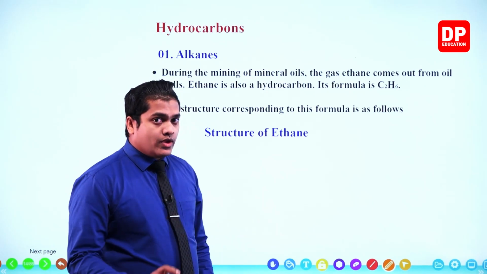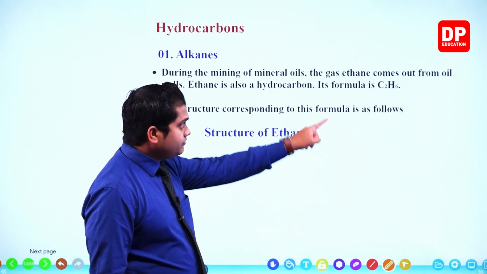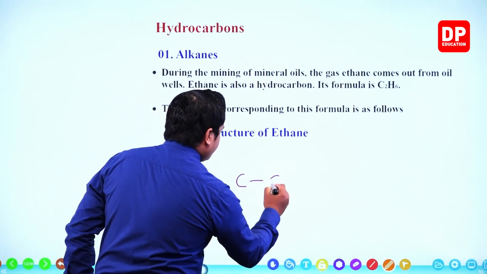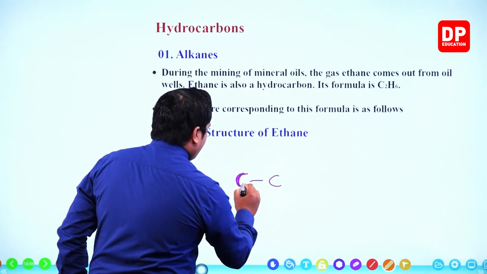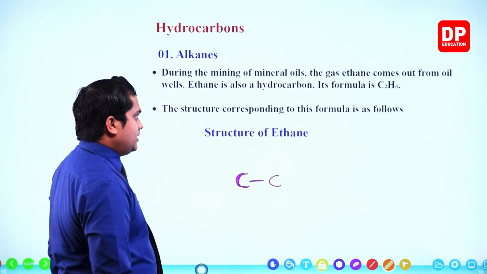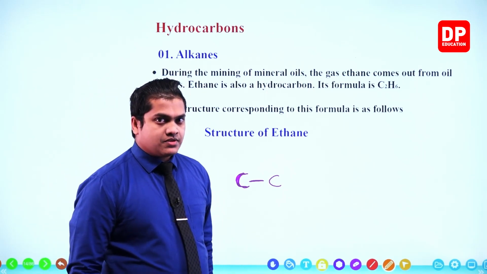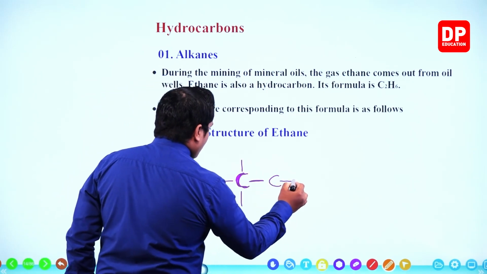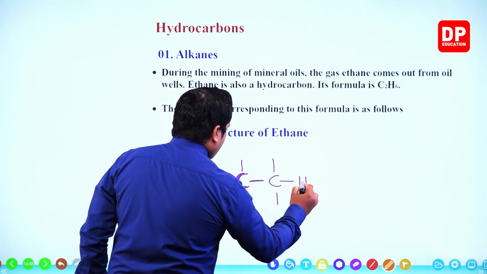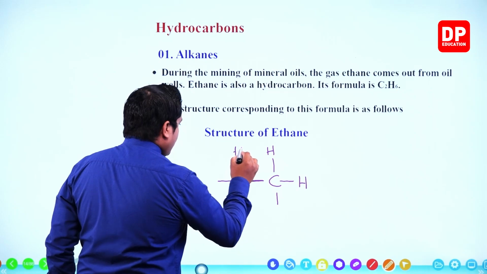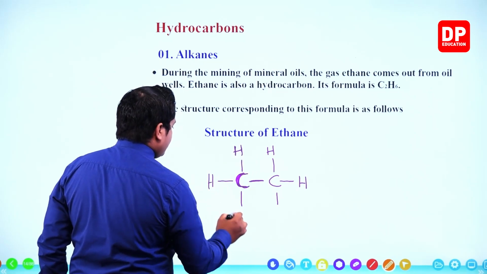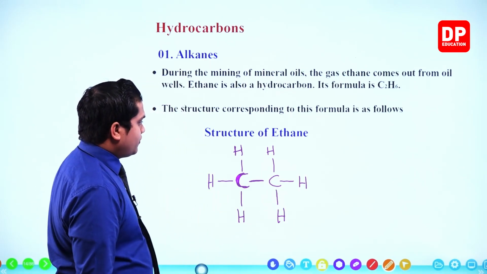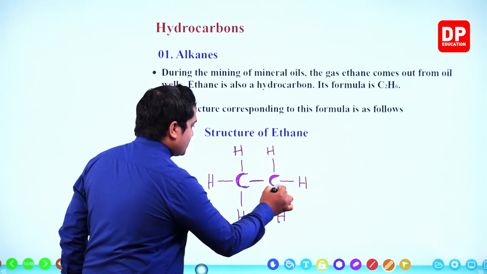So, the structure of ethane. Now we are going to complete the structure of ethane. There are two carbon atoms, so 1 and 2. And there are 6 hydrogen atoms. So 1, 2, 3, and 1, 2, 3. Hydrogen, hydrogen, hydrogen, hydrogen, hydrogen, hydrogen. And now, my dear children, this is the structure for ethane.